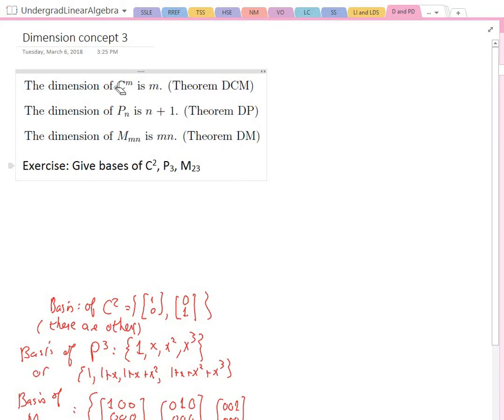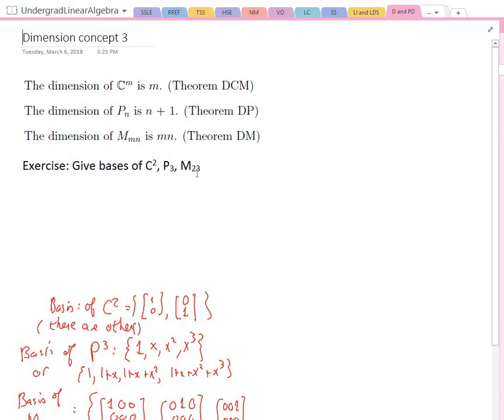All right, so let's use some of these ideas to do some examples. The dimension of C^m is m, the dimension of P_n is n plus 1, and the dimension of M_mn is mn. So here's an exercise. I invite you to pause the video and try this. Give bases of C^2, P_3, and M_23.